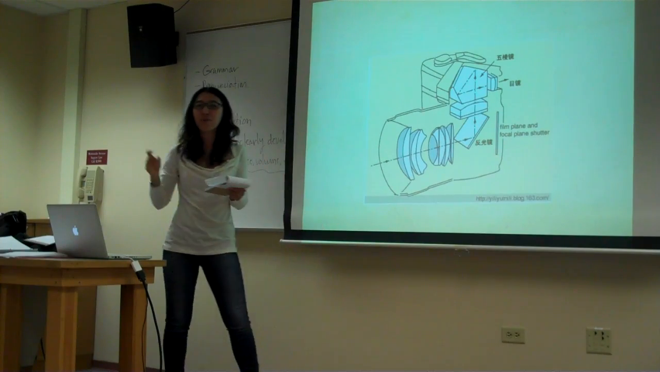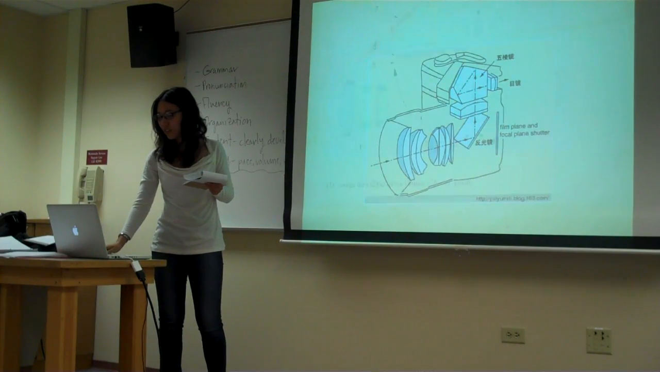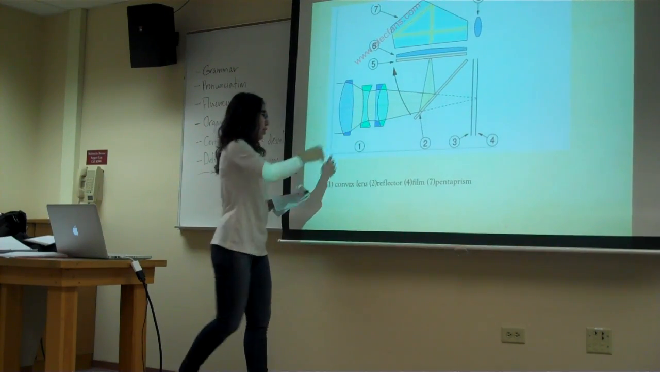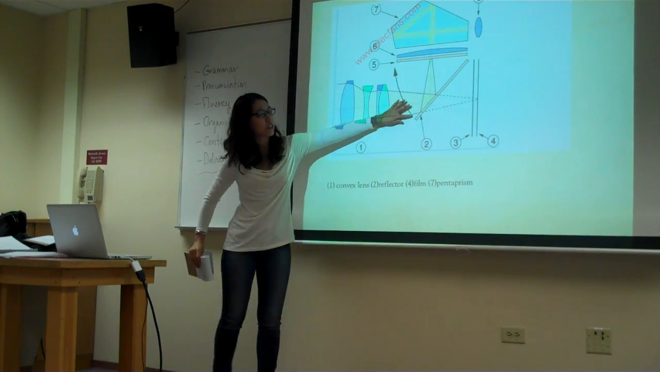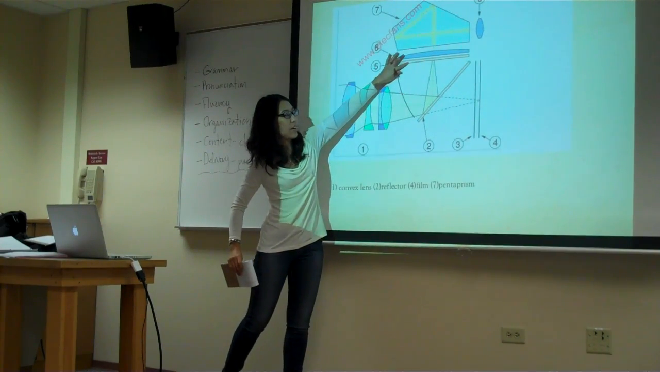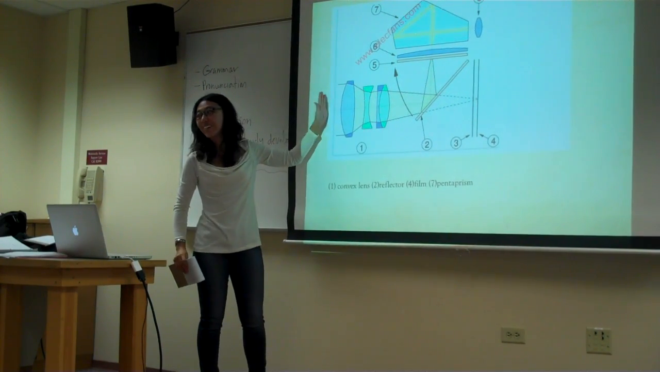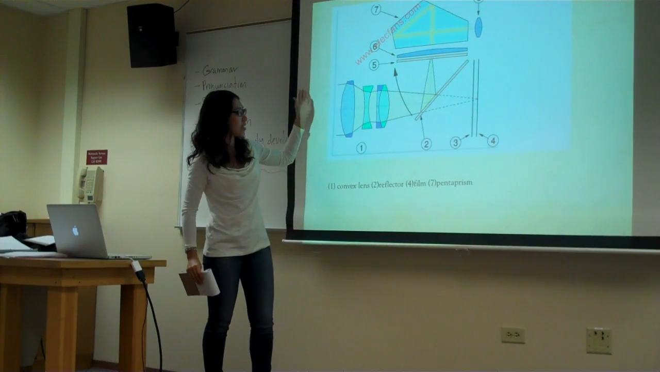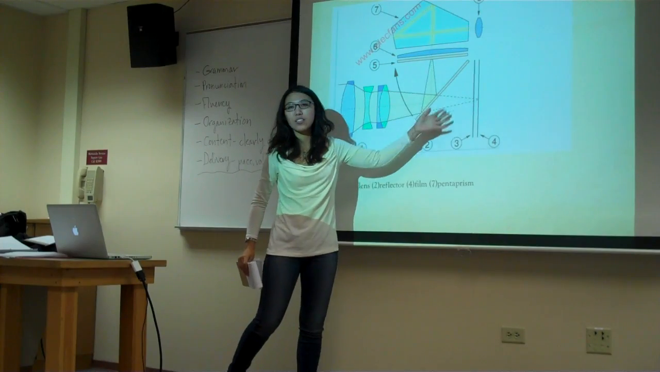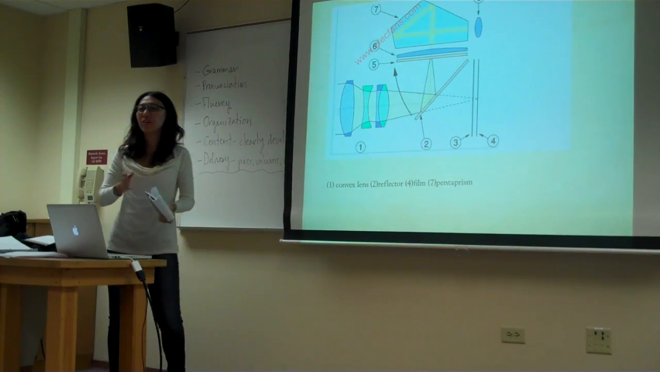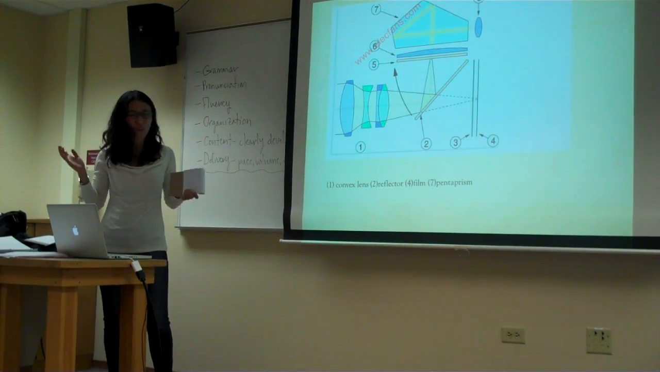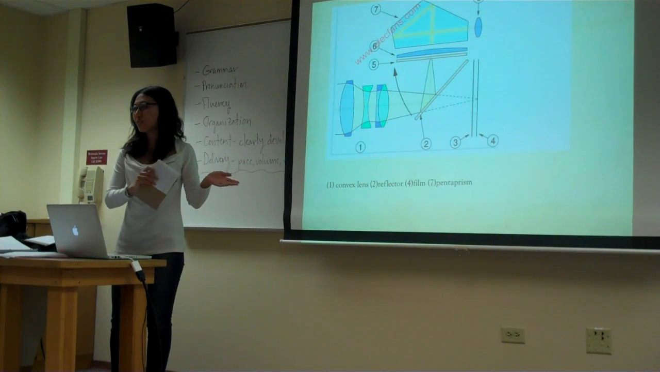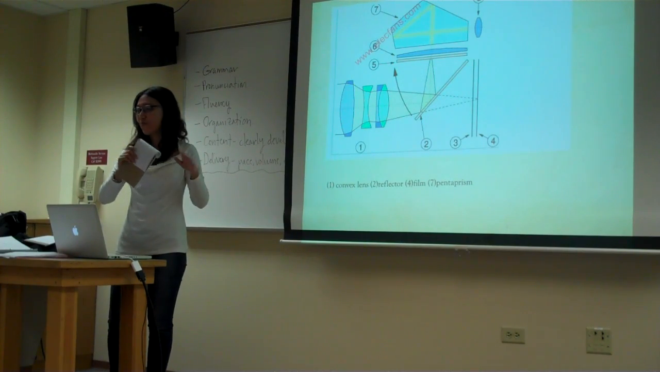But when you click the shutter, this one, the reflector, will go up, and the light will go through the convex lens to the film, and then the picture is formed. So that's how this camera works.